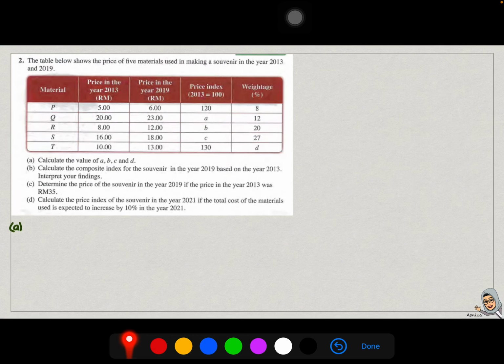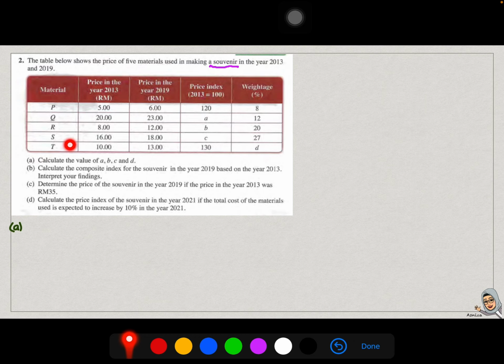Okay, next, let's look at the second question. Here we have a table that shows the price of 5 materials used in making a souvenir in the year 2013 and 2019. Let's look at the table and understand it.